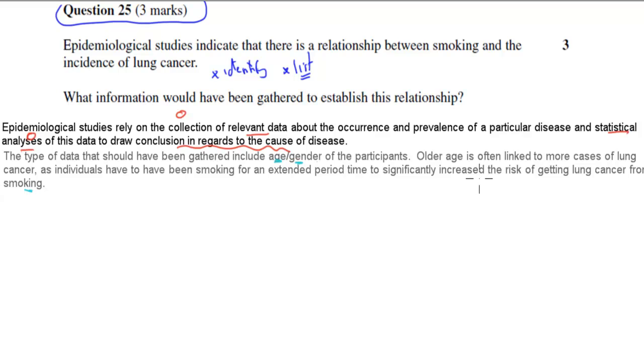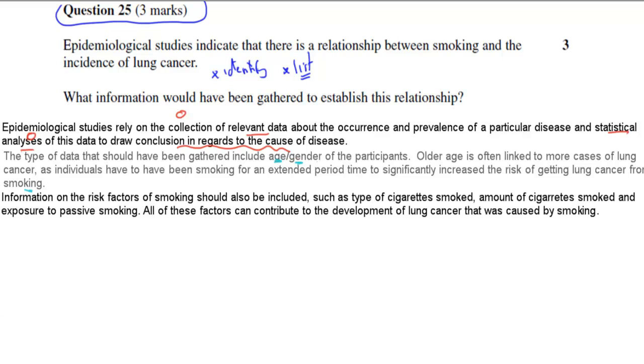So by collecting different types of data, such as age and gender, we can have a better understanding of the cause of disease. That's one example. I've given the information, but I've said how we can relate that to lung cancer. And this is probably the one that's a bit more obvious. So this is the one that most of you probably would have written about. Information on the risk factors of smoking should have included types such as how much type of cigarettes smoked, amount of cigarettes smoked, exposure to passive smoking, etc. So there would have been a couple more, amount of years of smoking. All of these factors should be also collected, as all of these factors can contribute to the development of lung cancer that would have been caused by smoking, right?